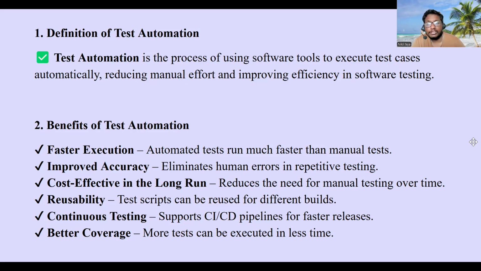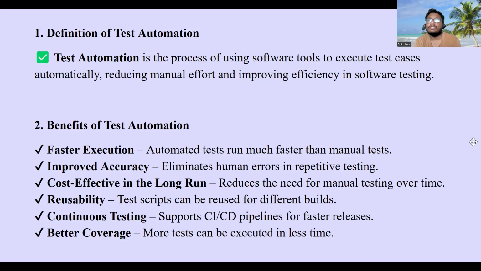Next is improved accuracy, which eliminates human errors in repetitive tests. Humans can make some errors after some point of time. Like, they will be working with full energy, 100% energy, up to 10 tests. Their energy will drop to 80%, 90%, or 70, 60% after executing other tests. So automation will be reducing human errors to improve accuracy.